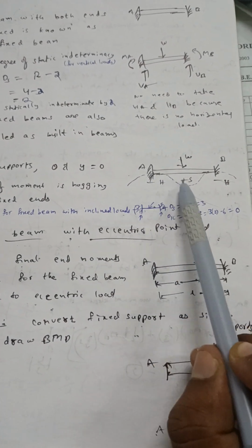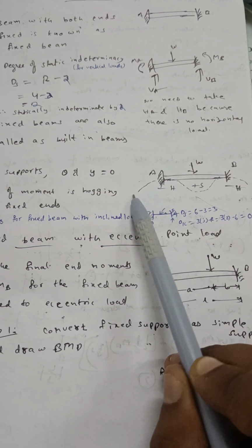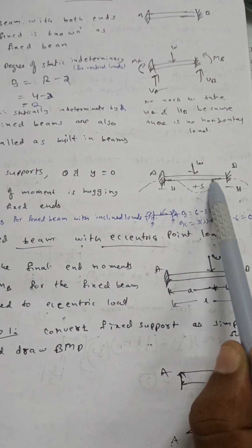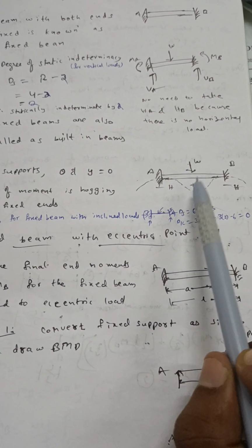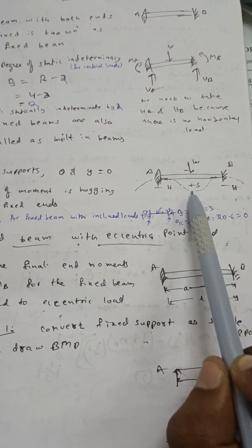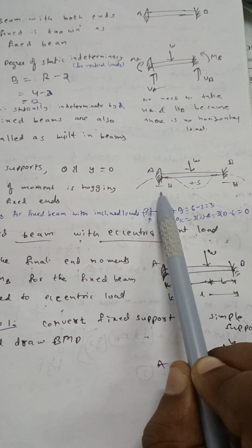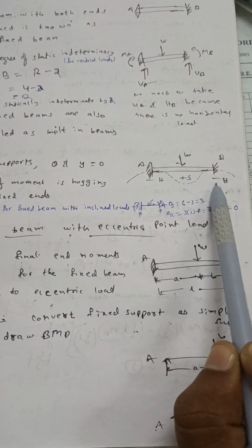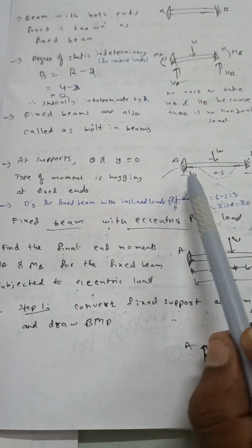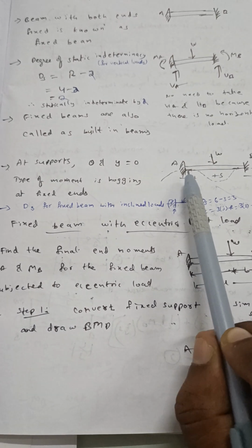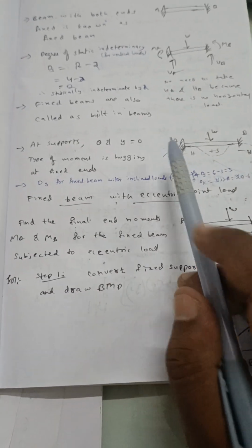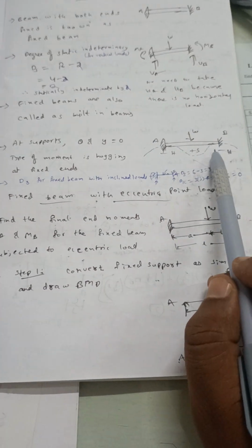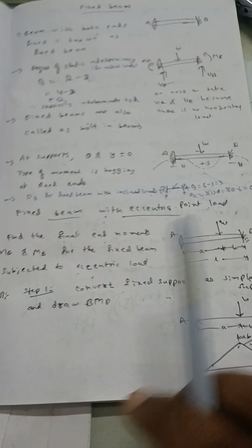Now, coming to the deflection curve. This will be the deflection curve. At the supports it will be hogging, and at the center it will be sagging. This is the case where a load is acting at the center, so at the center it will be the maximum. Negative bending moment hogging, positive bending moment sagging, again negative bending moment hogging. At supports A and B, slope is 0 and deflection is 0. At here also, theta is 0, y equal to 0. The type of moment at the fixed ends is hogging, and at the center it is sagging.